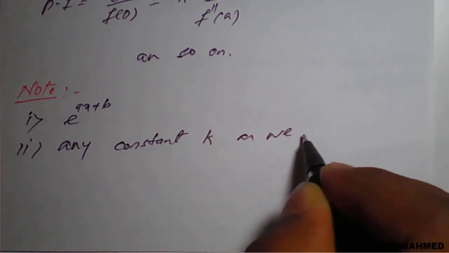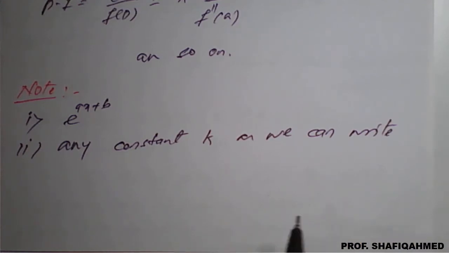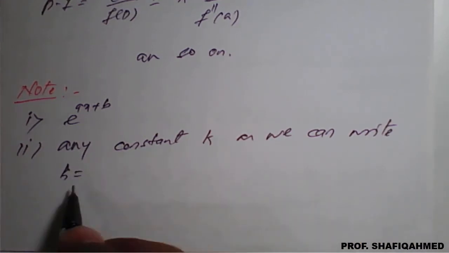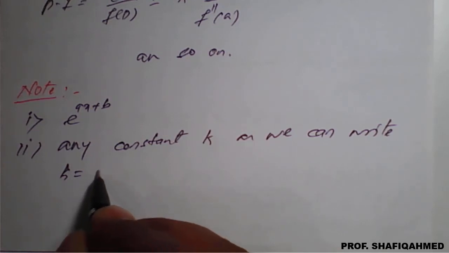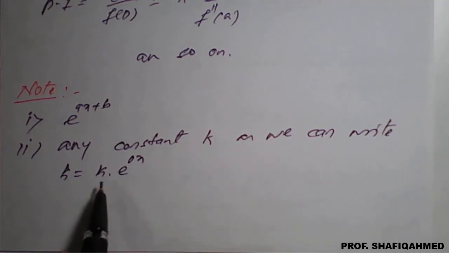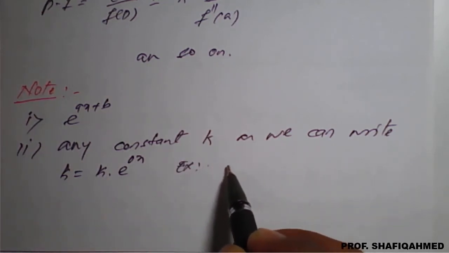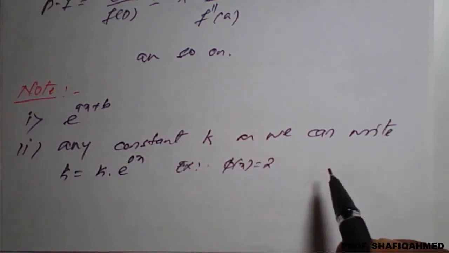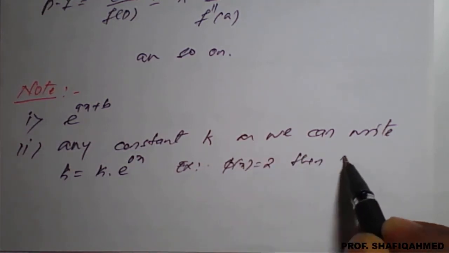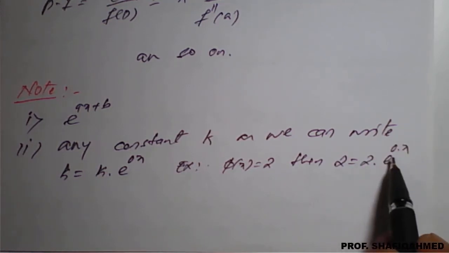Any constant k, we can write as k into e raised to 0x. So any number, equal to 2, 3, 4, any number, at that time, for example, if phi of x is equal to 2, then we can write this 2 as 2 into e raised to 0 into x. Therefore we can replace D by 0, that is the value of a.